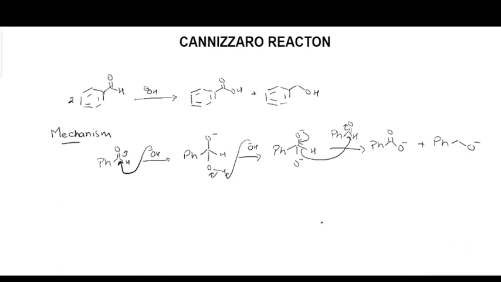This alkoxide ion then takes a proton from water that was produced by the abstraction of a proton by the hydroxide ion. So this base is regenerated and we have this benzyl alcohol, and at the same time this carboxylate anion takes a proton from another water molecule, forming carboxylic acid.